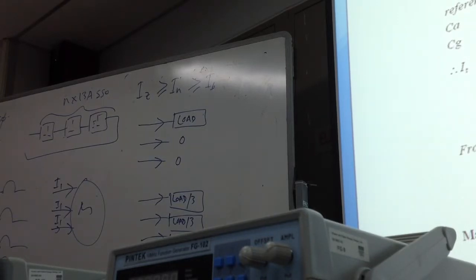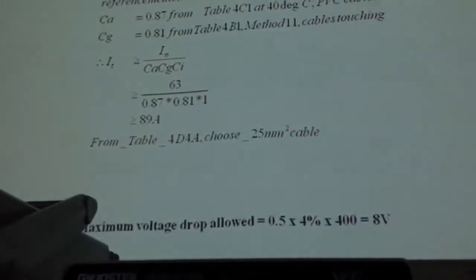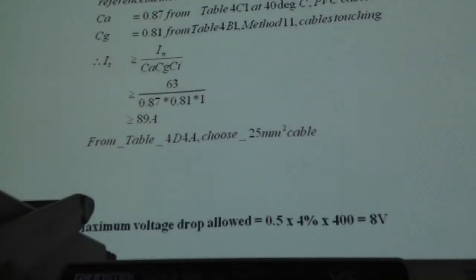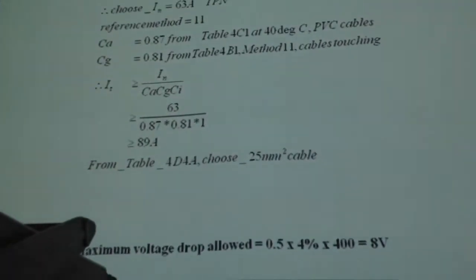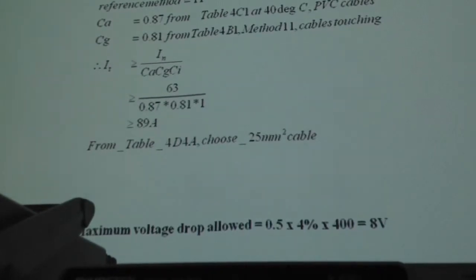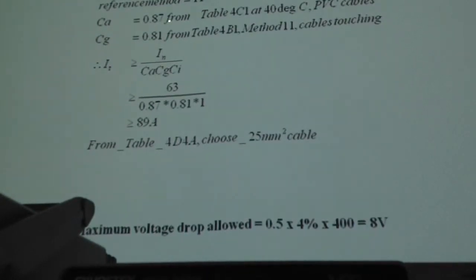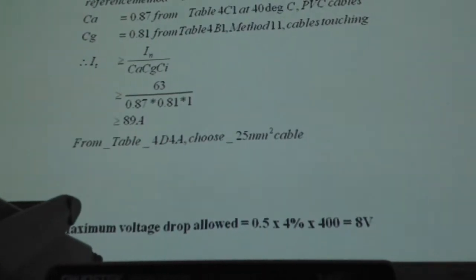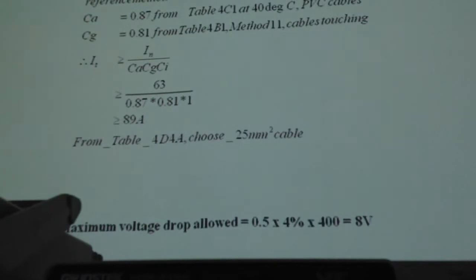Then write down, this is reference method 11. Why reference method 11? Because this is on a cable tray. For a cable tray, the installation reference method is 11. So from this reference method 11, I can go to table 4C1 and table 4B1 to find out what the correction factors are.